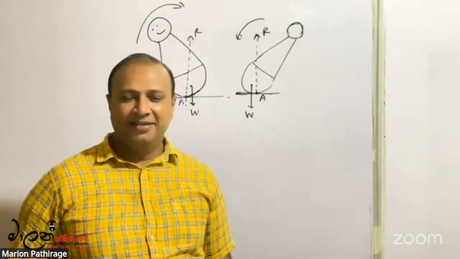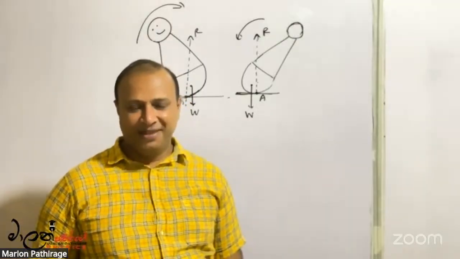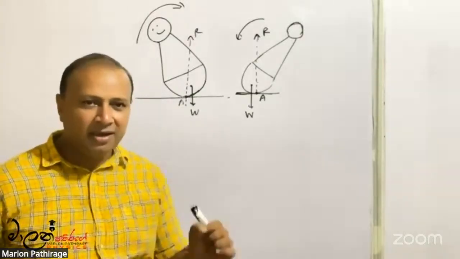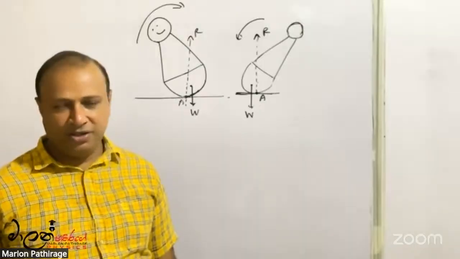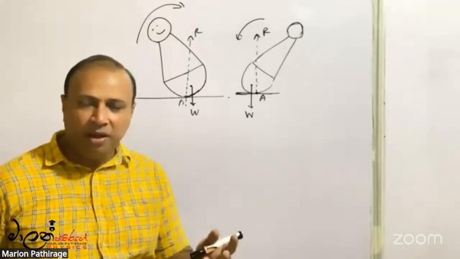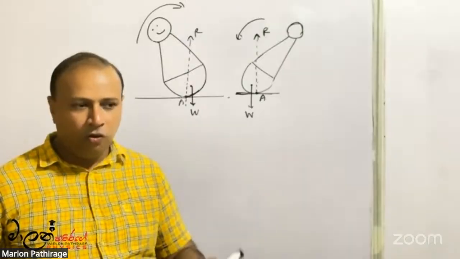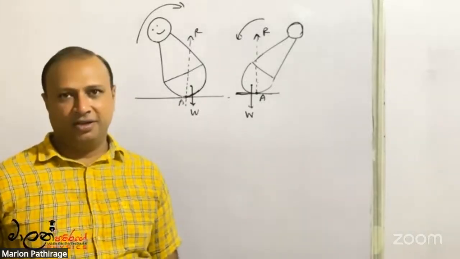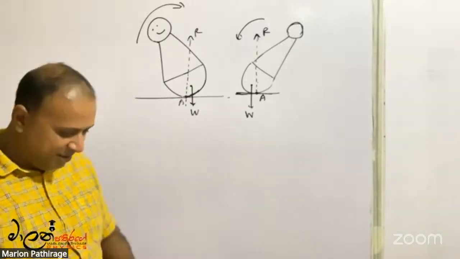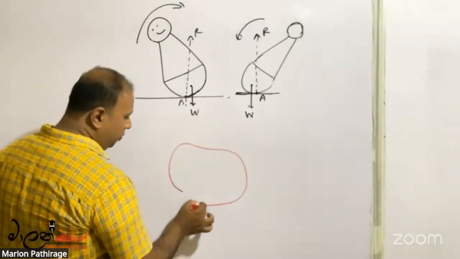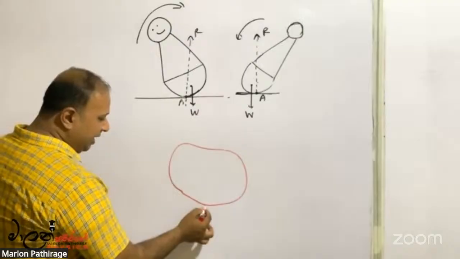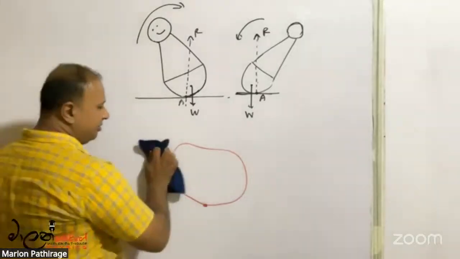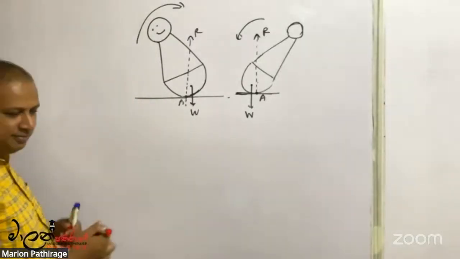But there is a small problem. What is that? Can you make any object whose center of gravity is at the bottommost position? Can you make it? What do you think?